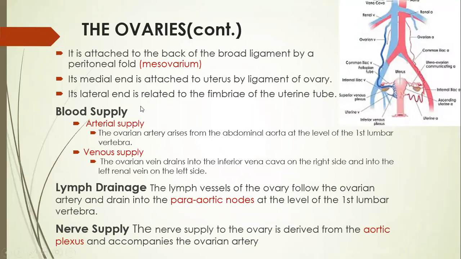Coming to the blood supply, it is similar to that of the testis. Here they are supplied by the ovarian artery. There it is the testicular artery. Here it is the ovarian artery. It arises from the same spot, again the abdominal aorta at the level of the first to third lumbar vertebra. So it is taking origin from the aorta, and these are the ovarian arteries on either side.